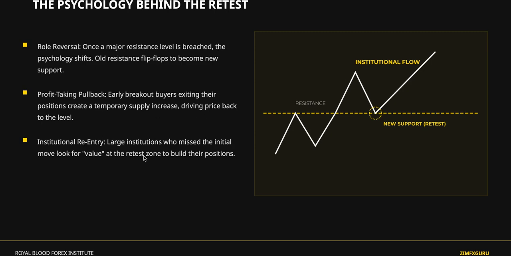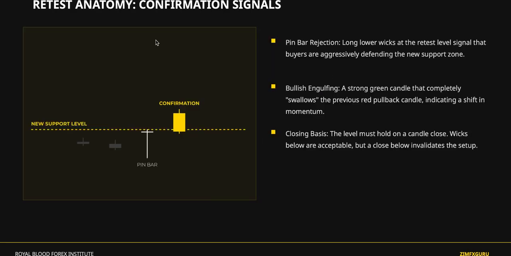So large institutions who missed the initial move look for value at the retest zone to build their position. So some people who missed this breakout wait for price to come back, and that is where institutional traders build their positions. So, retest anatomy, confirmation signals.